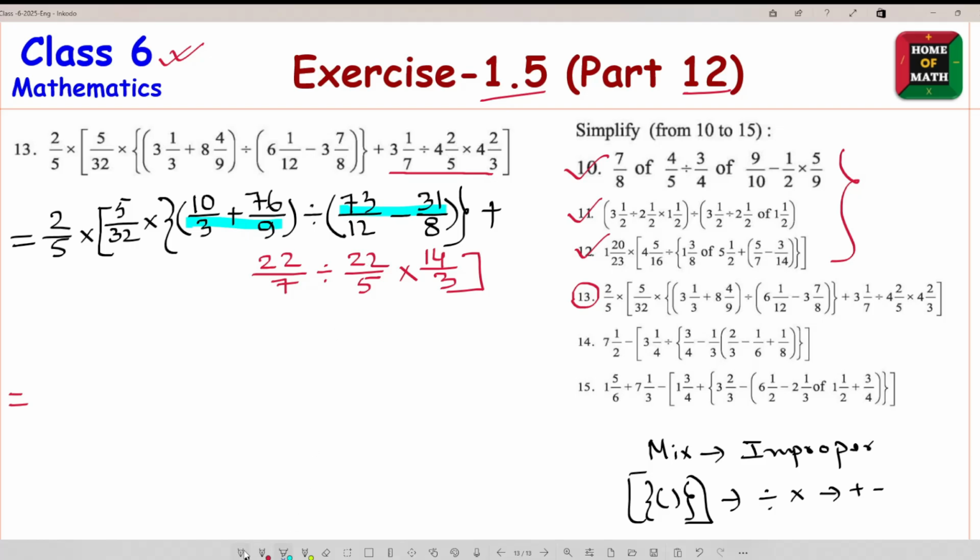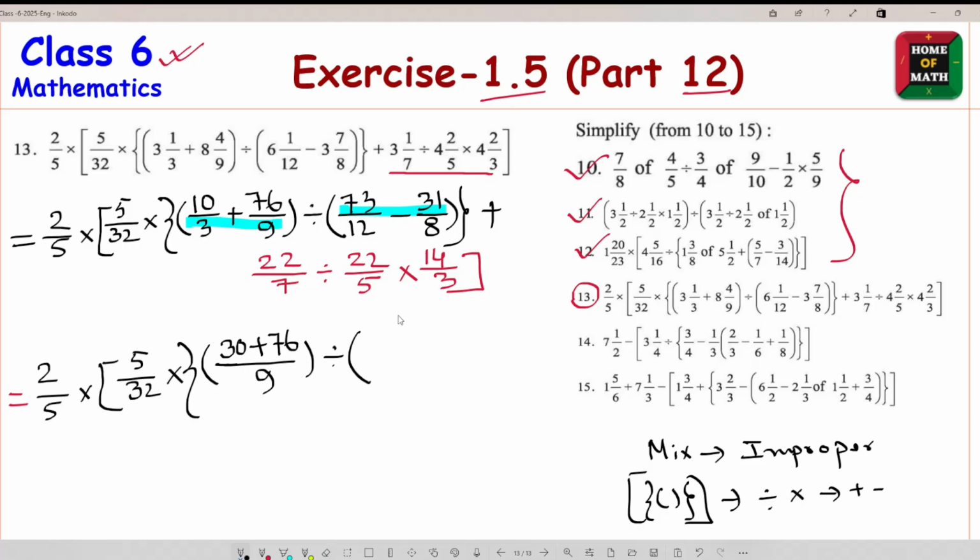Okay, so here is 2 by 5 times 5 by 32 times second bracket start, and look here is 10 by 3 plus 76 by 9. So this one we can make LCM, 3 and 9 LCM is 9, so 9 divide 3 is 3, 3 times 10 is 30. Okay, plus here is 76 divide, again here another first bracket.